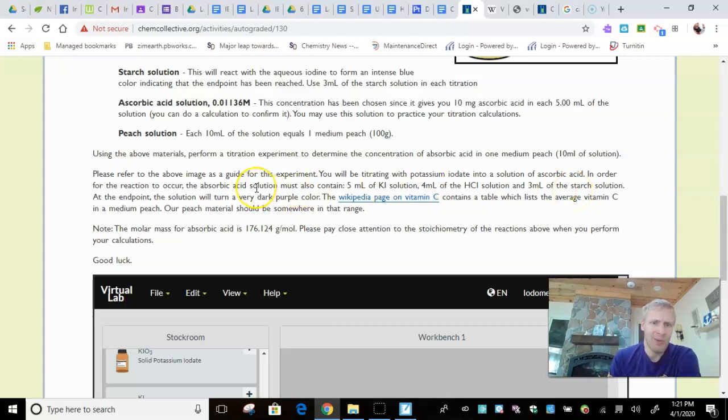But then how much of your peach solution do you need? It's looking like 10 mils of solution is what they're asking for. So you're going to have to do two titrations. One is with the peach. I'll do that second. And the other is with your standard ascorbic acid solution right here. And they say 5 mils, so you're going to want to double that so that you're comparing 10 mils with 10 mils. I was going to say you're comparing apples to apples, not apples to oranges. But in this case, you're comparing peaches with peaches.